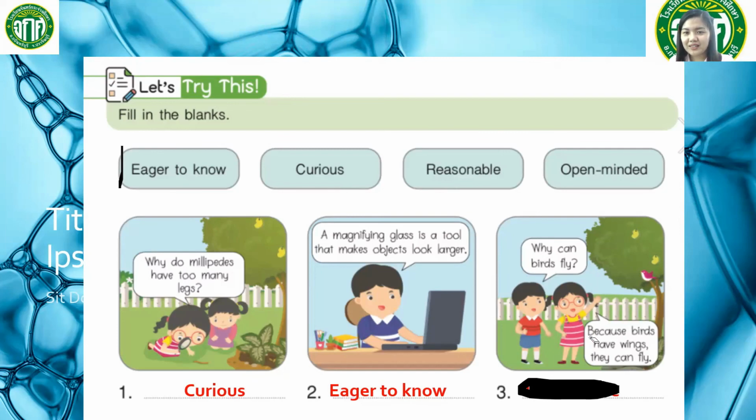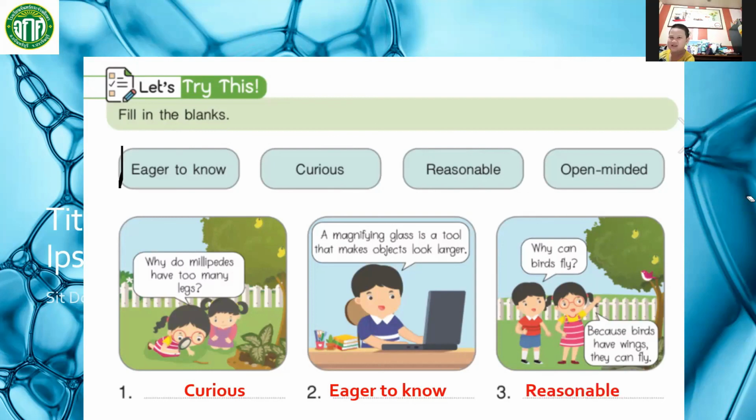D. Reasonable. Letter. Okay, so it's the third. Yes, it's the third option, or letter C. So the answer for number 3 is reasonable.